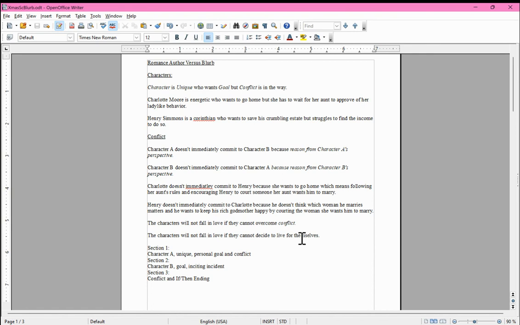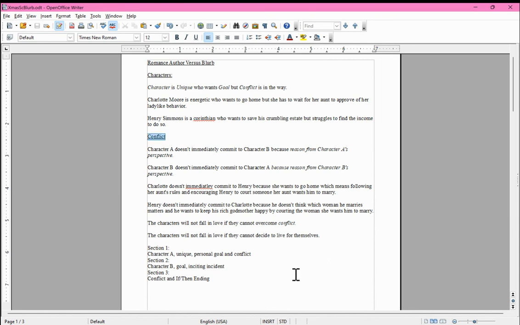And then for the other character, because it's a romance, Henry Simmons is a Corinthian who wants to save his crumbling estate but struggles to find the income to do so. So, what I mean by this is I have a character, they are a unique individual in some way, they have a personal goal, but a specific conflict is preventing them from quickly and easily obtaining this goal. So, this is specific to this character, and it's kind of reflective of their character arc.